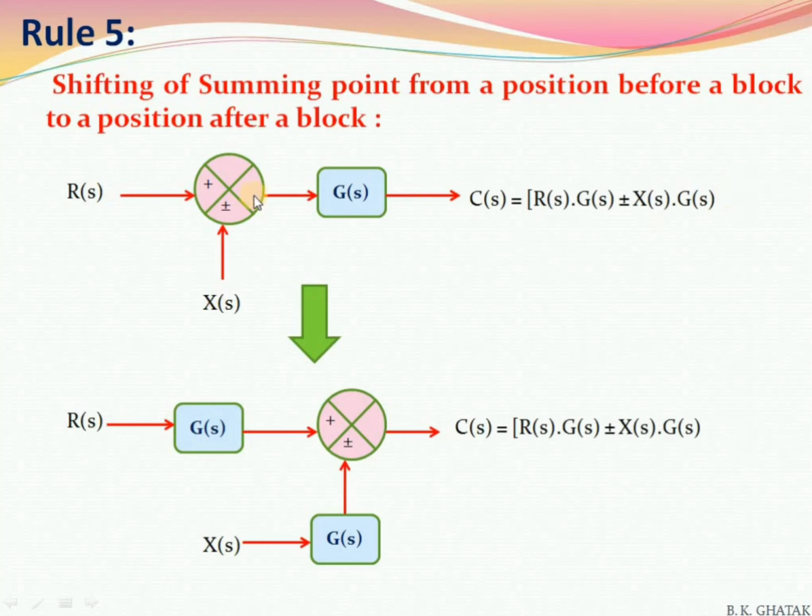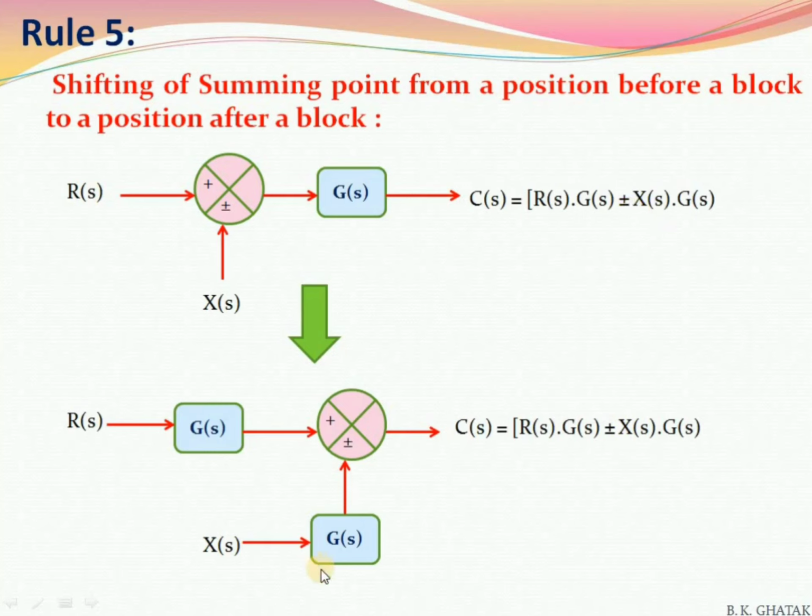So now this summing block should be shifted after this functional block. Look here, this summing block is shifted after the functional block GS. Now the input is directly given to the functional block GS. So here the equation should be RS into GS. If we apply the XS directly here, then CS would be RS into GS plus minus XS. But we must maintain XS into GS.